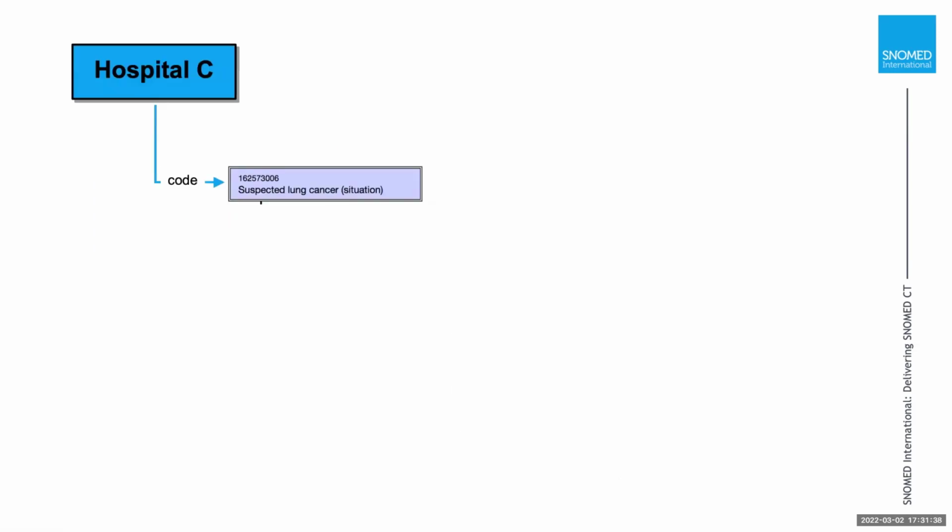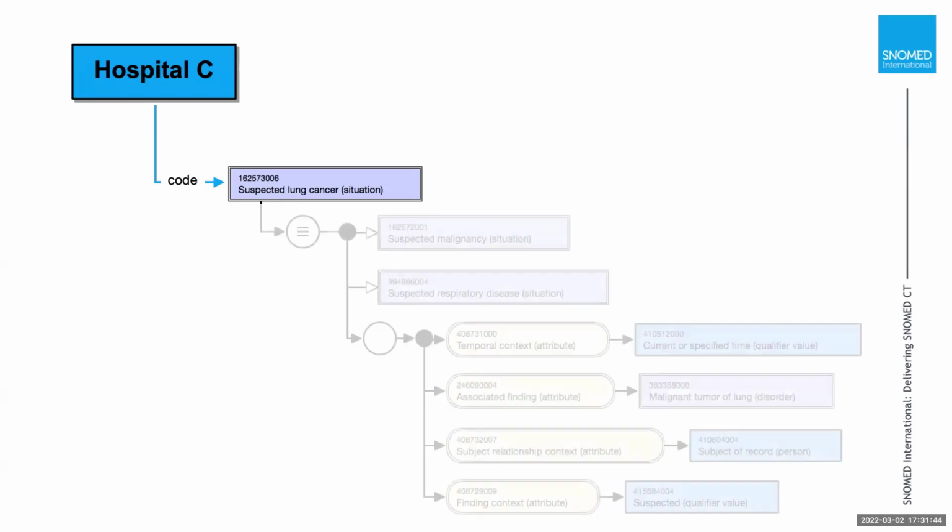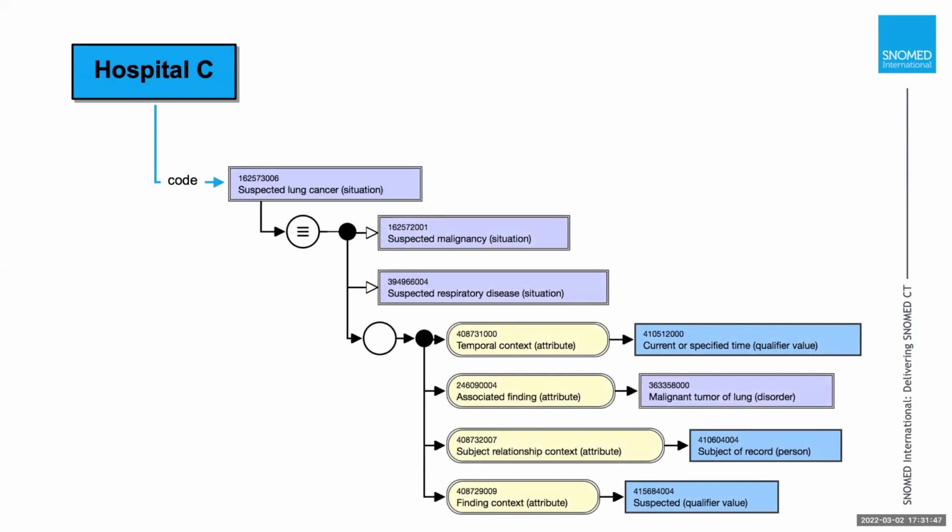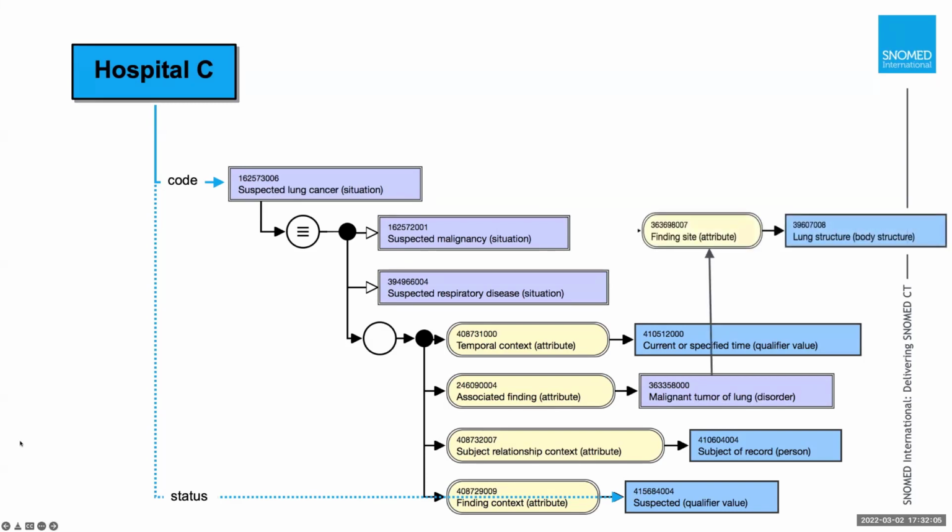Hospital C records suspected lung cancer. So they don't have that field for the body side and the status. But again, if we inspect how suspected lung cancer is defined, we can see again that it also has a context of suspected. There's no body site, but there is an associated finding, malignant tumor of lung. And malignant tumor of lung, if we look at how that's defined, has a finding site of the lung structure. So from this single concept, suspected lung cancer, we can infer both the status and the body site.